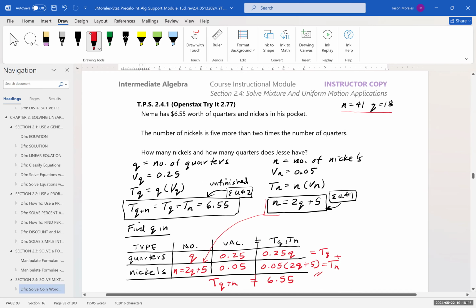So Nima has $6.55 worth of quarters and nickels in his pocket. The number of nickels is 5 more than 2 times the number of quarters. How many nickels and how many quarters does he have?